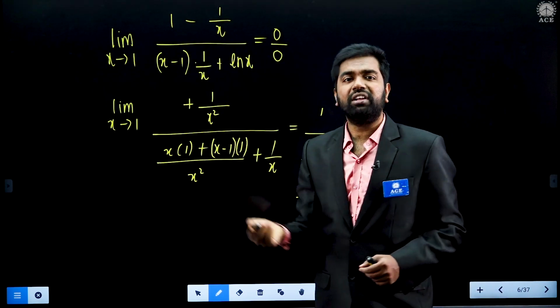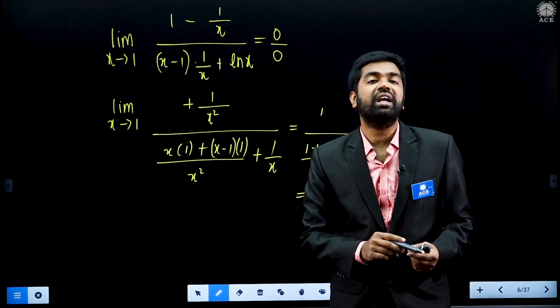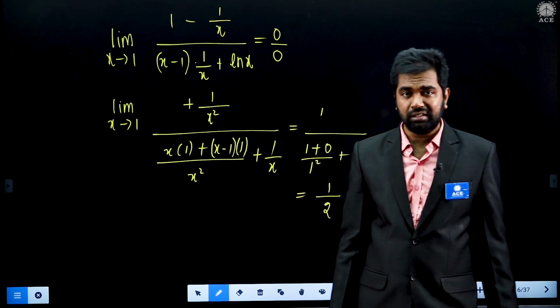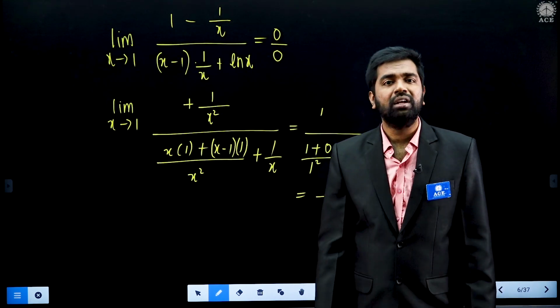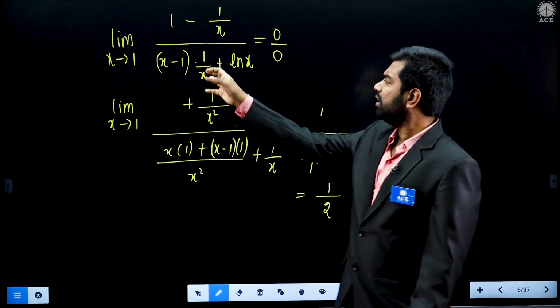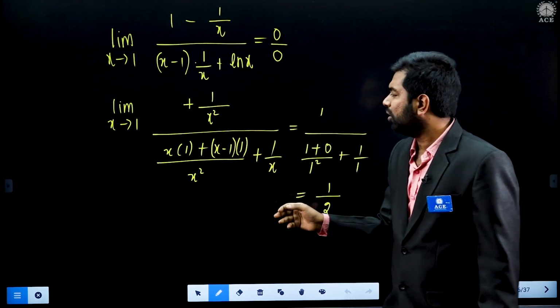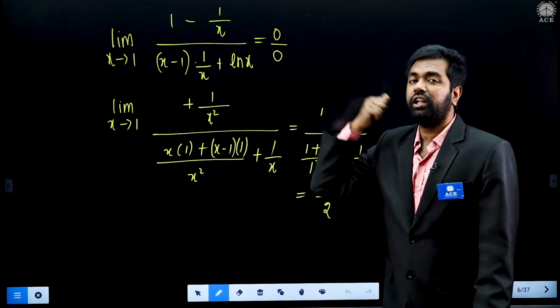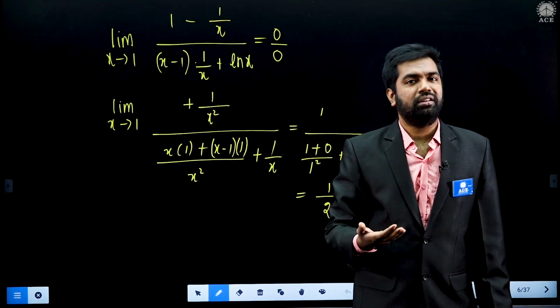The derivative of 1 is 0. The derivative of 1 by x is minus 1 by x square. So the minus minus cancels. What you have in the numerator is 1 by x square. Denominator, again you can see that. So in the denominator, this is again like a product rule. So take the derivative of this, and then apply the limit, right?